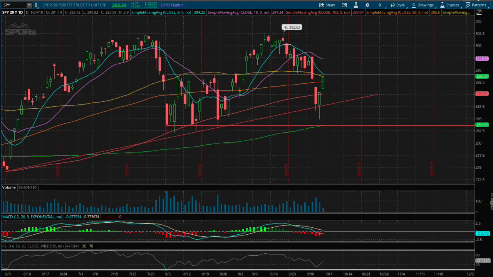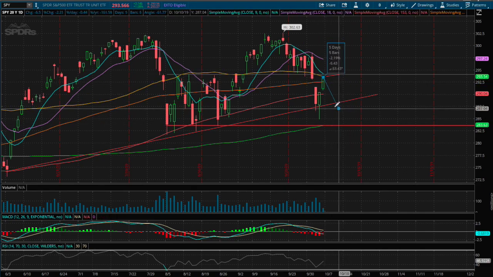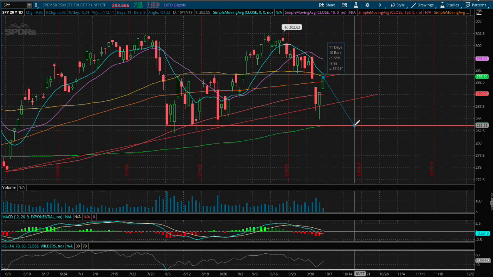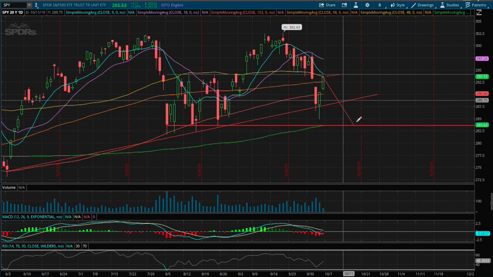So if we were to move on higher to touch the 9-day moving average resistance, that is roughly around 12 basis points, not much. We are very close to the resistance. However, if we were to break this trend line and touch the 200-day moving average, it is around a 3.4% move down. So let's head to the forecast model.